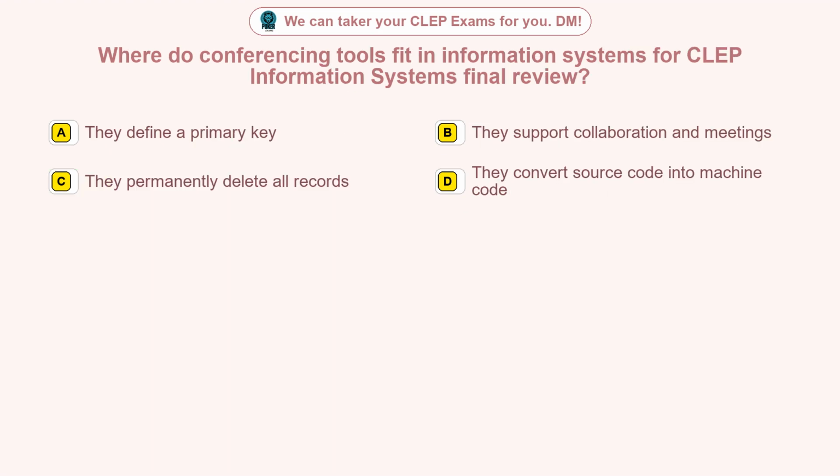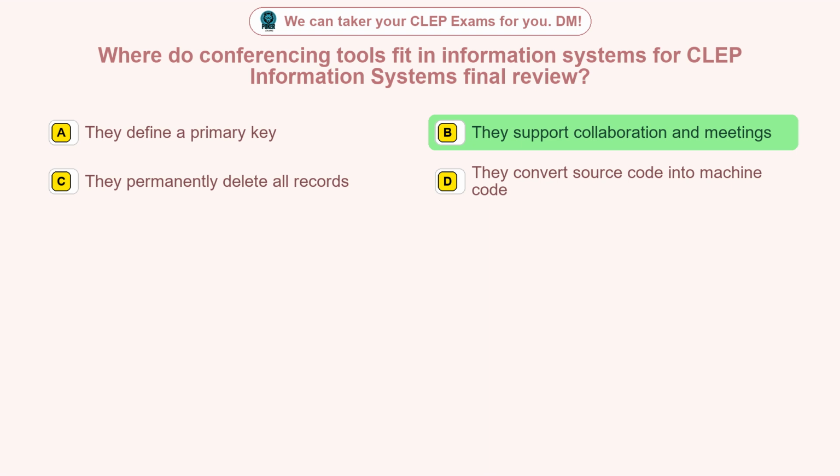Question 5. Where do conferencing tools fit in information systems for CLEP Information Systems final review? Option A. They define a primary key. Option B. They support collaboration and meetings. Option C. They permanently delete all records. Option D. They convert source code into machine code. The correct answer is option B.